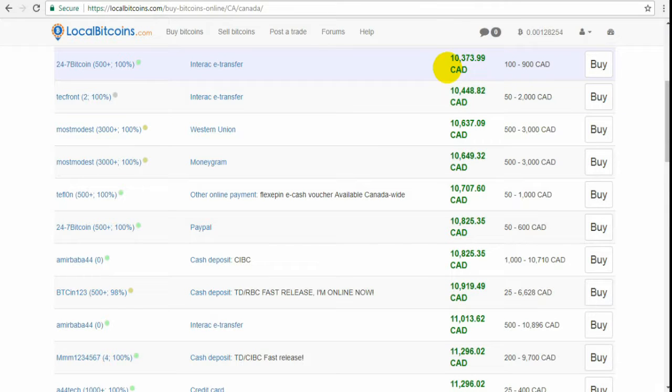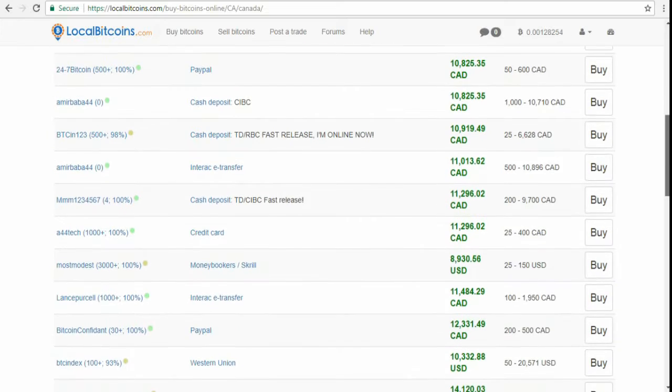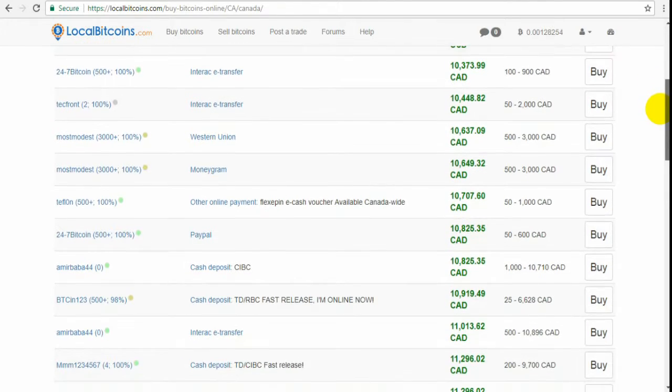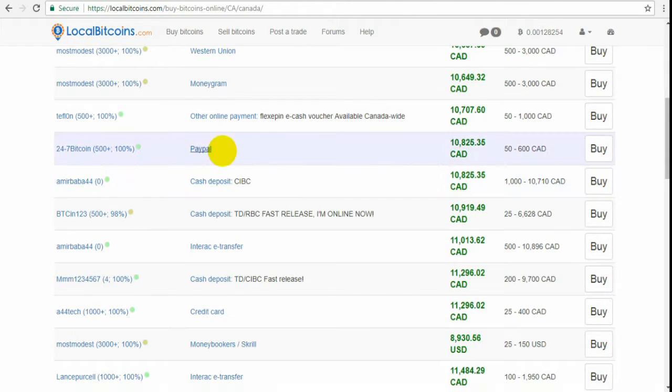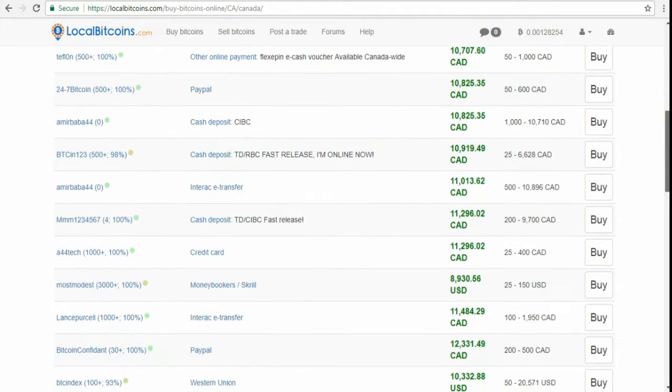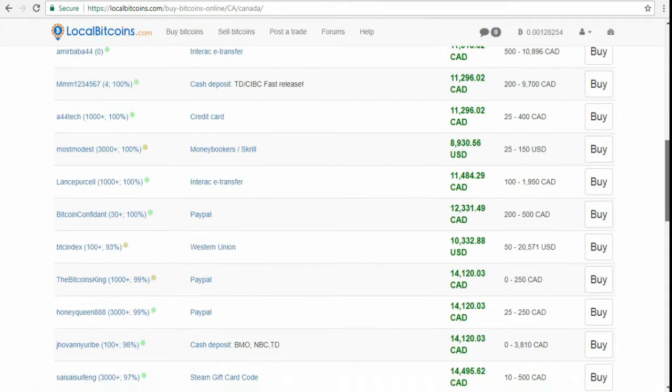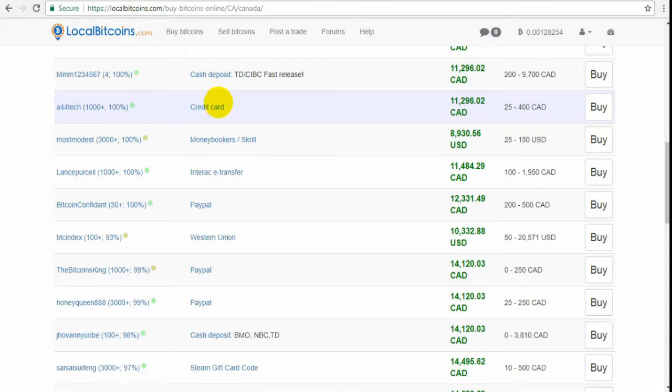So for Interac e-transfer, it would cost you right now over 10 grand. The way that I would buy, e-transfer at $10,373. We have PayPal, always a little bit more expensive, at $10,825. We have some e-transfers that are $11,000 for Bitcoin. And then we have things like credit cards that are more.